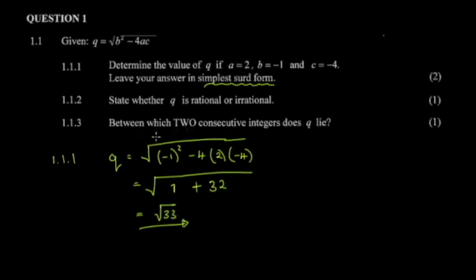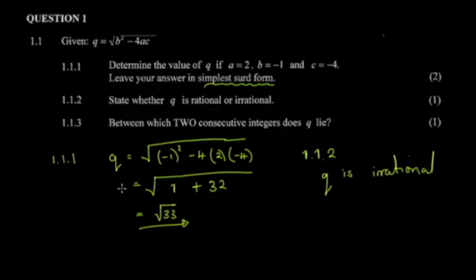So you're asked to state whether Q is rational or irrational. Okay, so 1.1.2. So Q is irrational, and then I'll explain to you what that means.